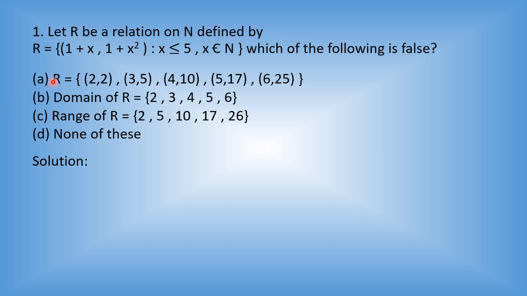So clearly here itself we got that this is the false statement. If you want, you can check the remaining two. Domain of R is 2, 3, 4, 5, 6. This is correct. And range of R is 2, 5, 10, 17, 26. This is also correct. You know that in an ordered pair, the first element always gives the domain of the relation and the second element always gives the range of the relation. Therefore, here the answer is option A.